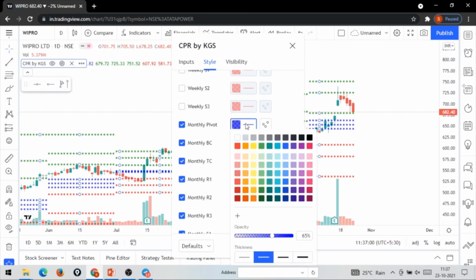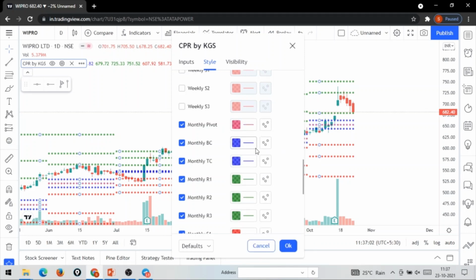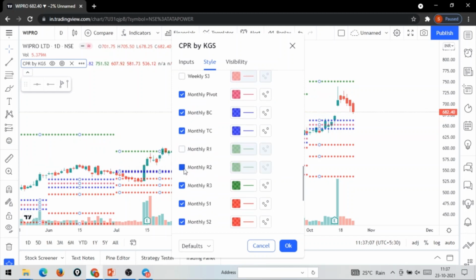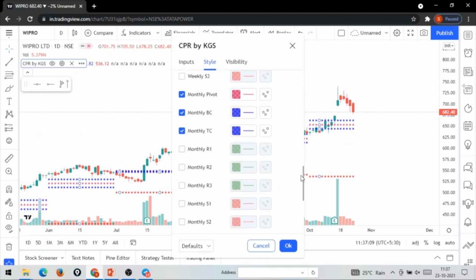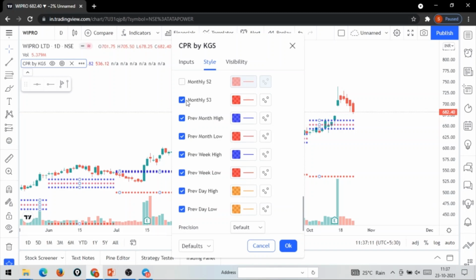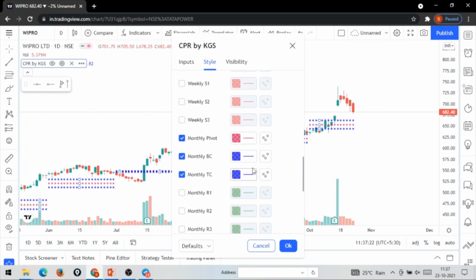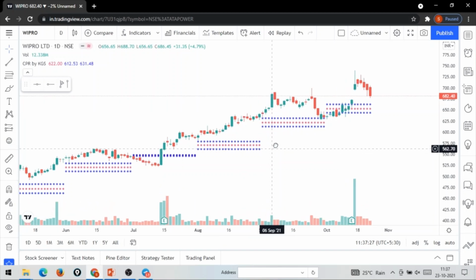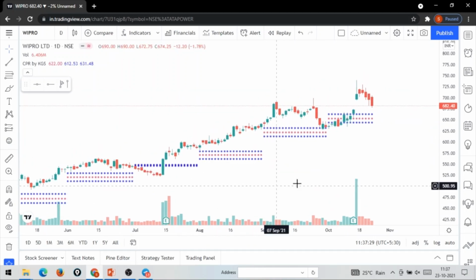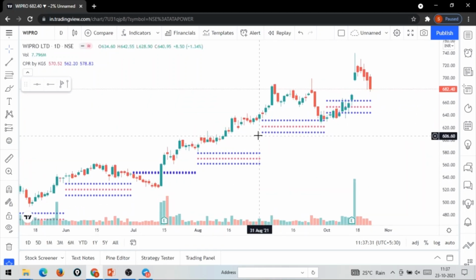You can make the color for CPR as well, so you can change the color also, and remove all of this, the previous month low, previous high. So you unclick all of this and keep only these three: monthly pivot, monthly bottom pivot, monthly top pivot. Click on OK, and you find the monthly CPR. This is the monthly CPR.